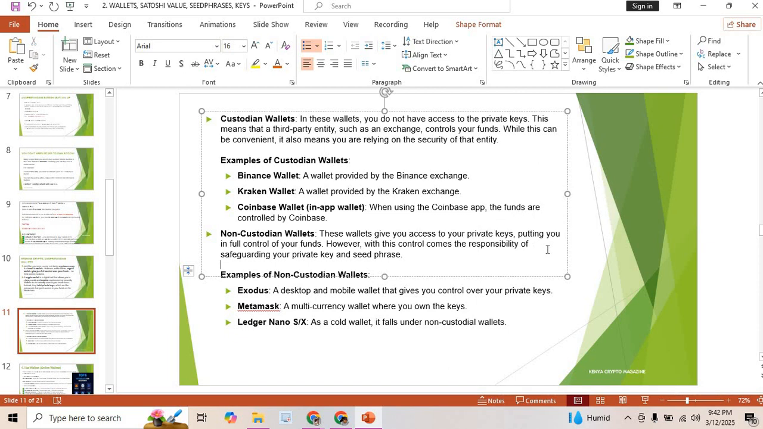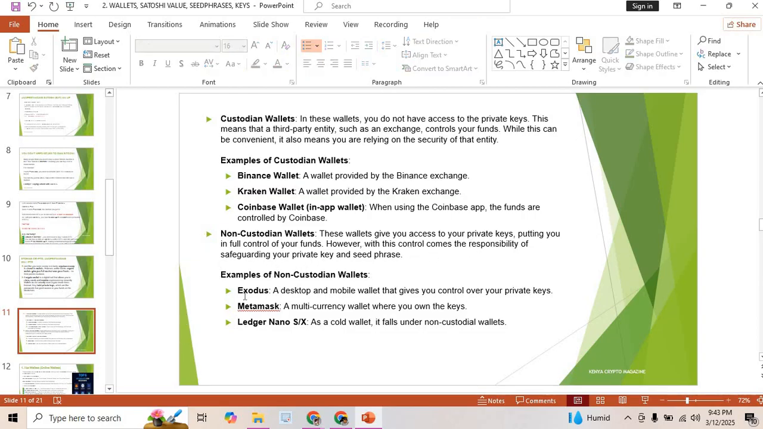However, with this control comes the responsibility of safeguarding your private key and your seed phrase. You have to write them somewhere because, for example, hot wallets have 12-word seed phrases, and cold wallets have 24-word seed phrases. We have others with 18, and so on and so forth. So for you to memorize all that in your head will be difficult. So it's better off to write them somewhere. The responsibility to guard your funds is solely up to you, safeguarding your private key and your seed phrase.